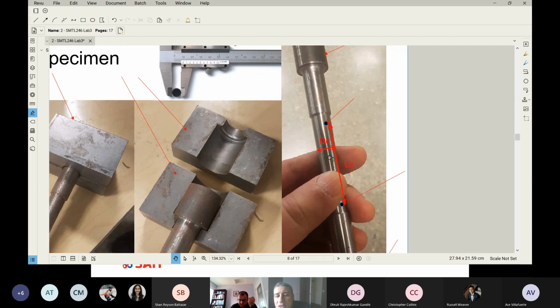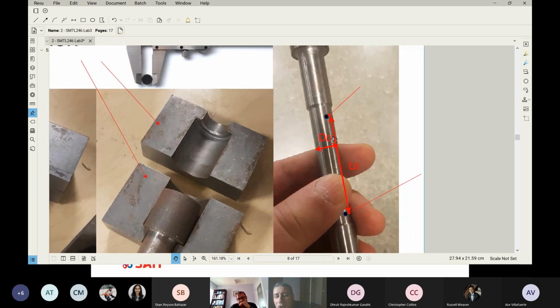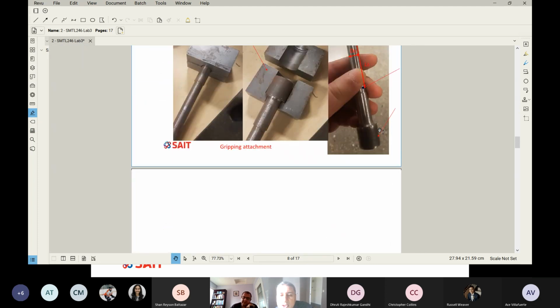We simply measure the diameter. We call it D node, and always your L node will be 2 inches, like 50.4 or 50, I think. 50.1, 50.1 millimeters, 2 inches. All right, so what's next?